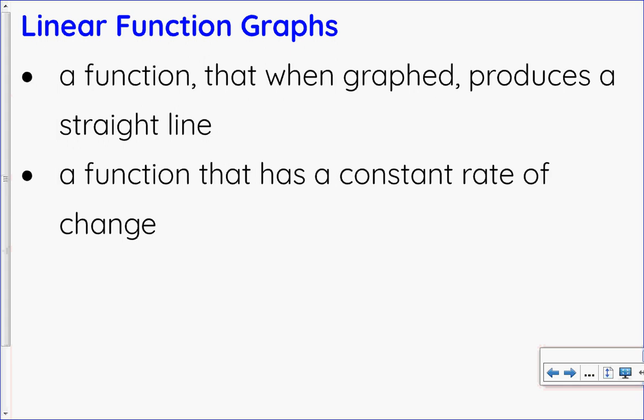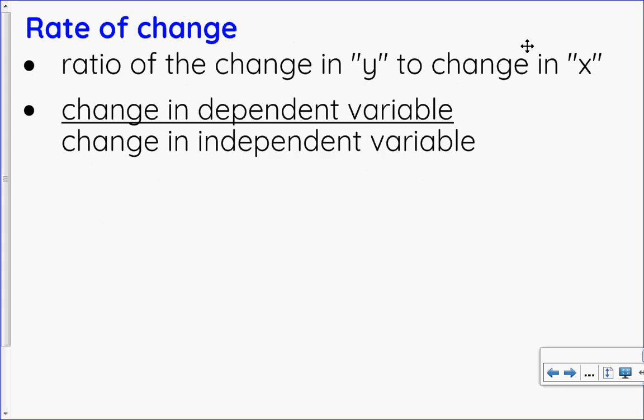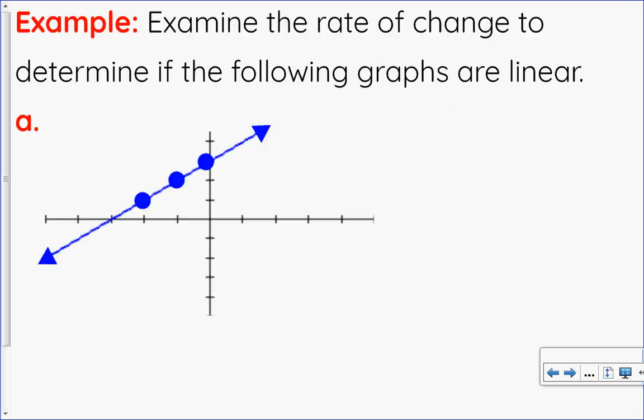Any kind of linear function, when we graph it, is going to produce a straight line, hence the name linear. So it's a function that has a constant rate of change from one point to the next point. Now, a rate of change is the ratio of the change in my dependent variable y to the change in my independent variable x. If that is the same from point to point to point, it is a linear function.